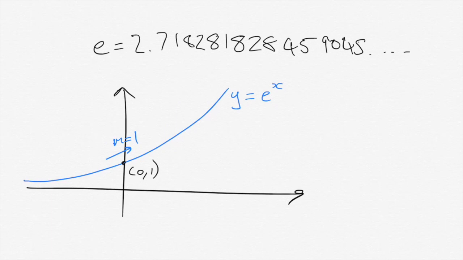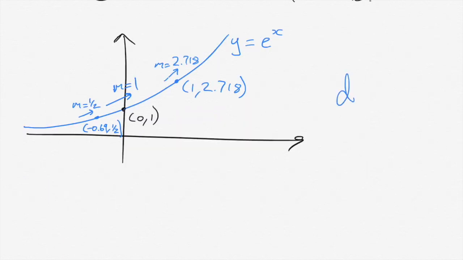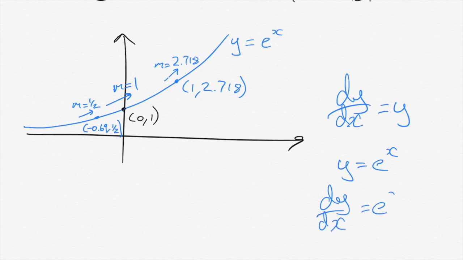For this graph, at any point, the gradient at that point is the same as the y-coordinate. So at x equals 1, this point here is (1, 2.718), and it has a gradient of 2.718. And at this point here, (-0.69, 1/2), the gradient will be a half. So if the gradient is equal to the y value, it's fair to say that dy/dx equals y. And since y is equal to e to the x, then dy/dx is also equal to e to the x. This function is its own derivative. This is a very special property.